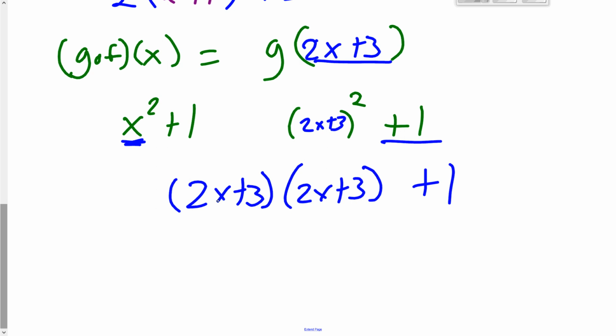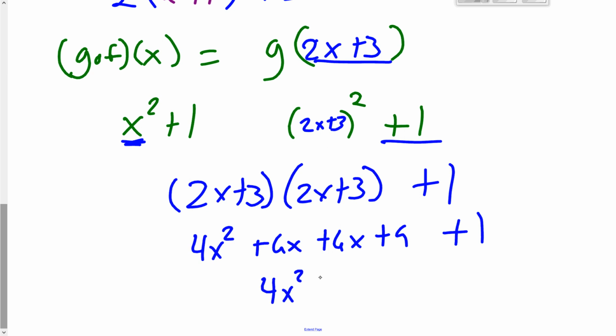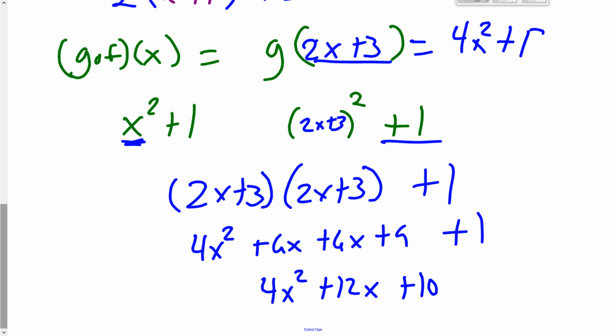So binomial times binomial, I should have 4 terms. So I get 4x squared, plus 6x, another plus 6x, and then a 9, and then I'm going to add 1, right? So we can combine like terms here: 4x squared plus 12x plus 10. So the g of f, notice it's not the same, right? These aren't the same. Sometimes they might be the same, but not always. Okay, so you can't count on it.